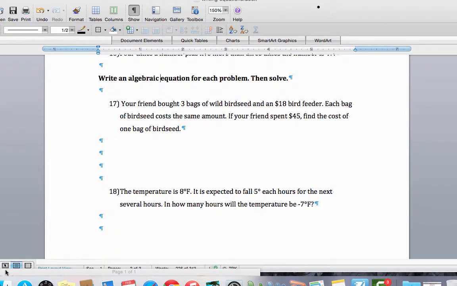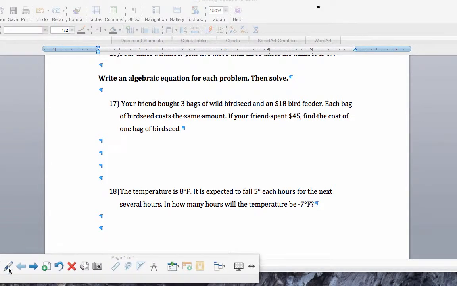So the first thing I want to do is figure out what my variable is going to represent. And that's always the missing piece of information. And in this case, the missing piece of information is the cost of 1 bag of birdseed. So since we're talking about birdseed, I'm going to have my variable be a b.